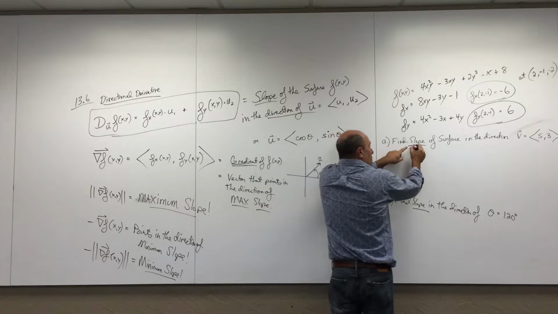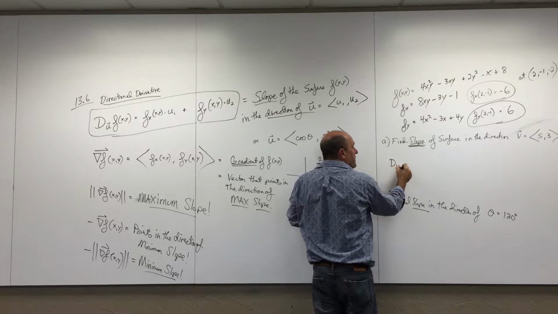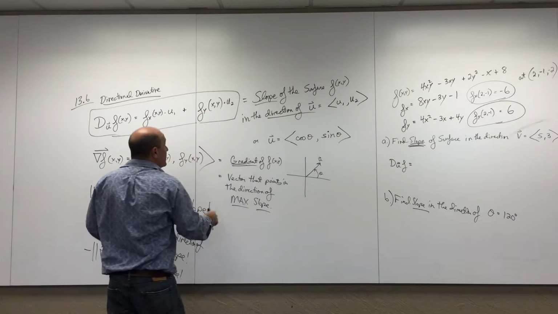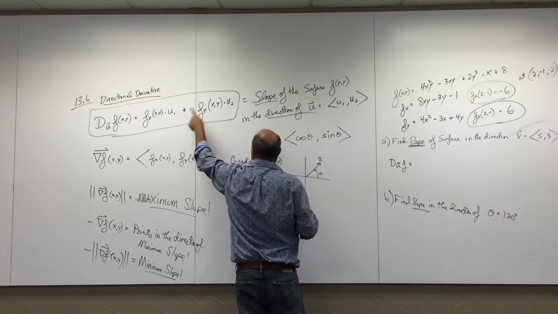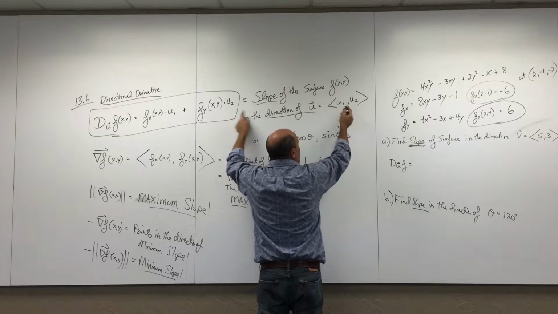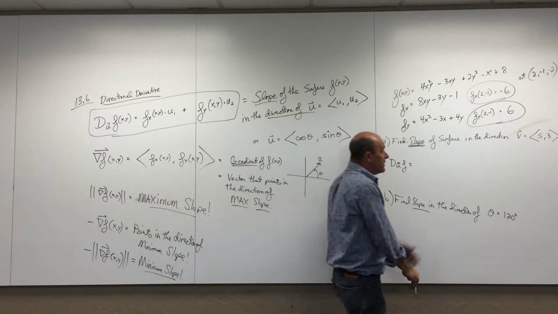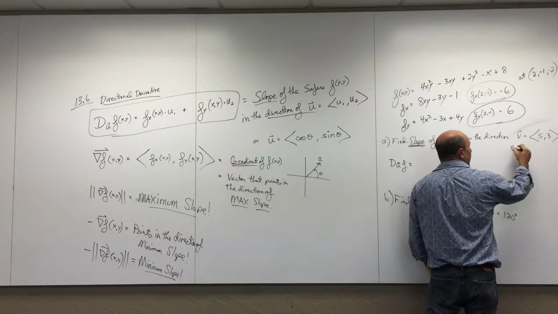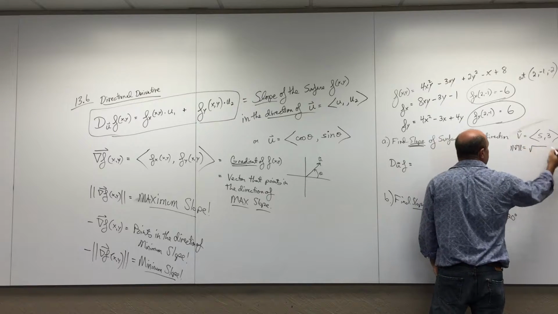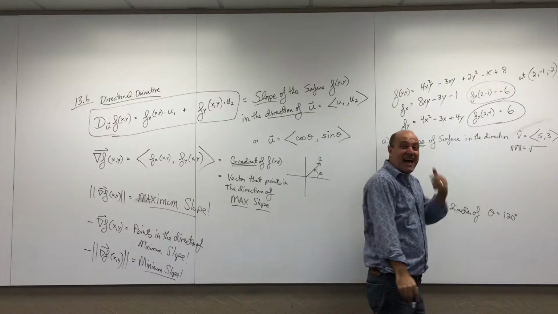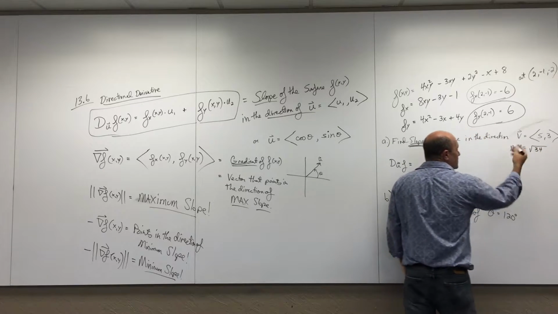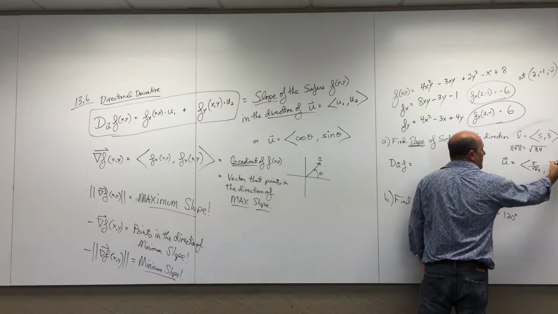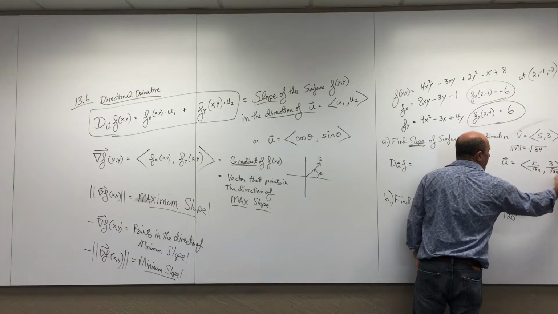In order to find the slope here for part A, I need the duff. The duff requires me to have those two guys. But I also need a unit vector, the u1 and the u2 of a unit vector. Well, I was given a vector, but it ain't a unit vector. Let's just make him a unit vector. That means I have to divide him by his own magnitude, which is 25 plus 9, the square root of 34. So my unit vector is 5 over the square root of 34, comma 3 over the square root of 34.